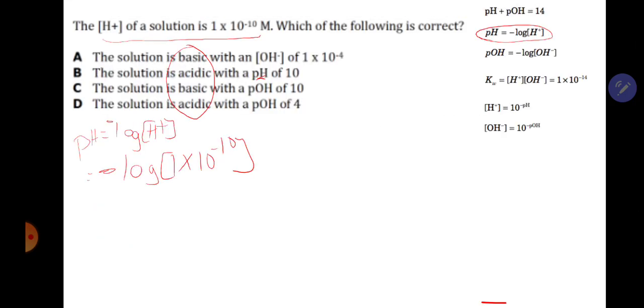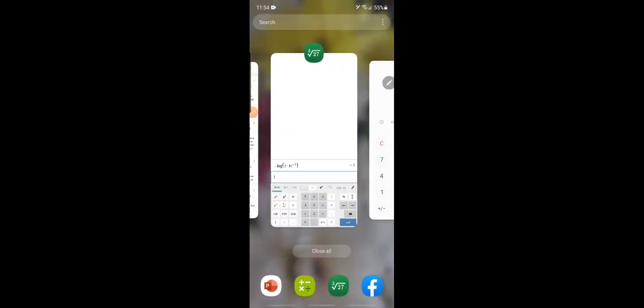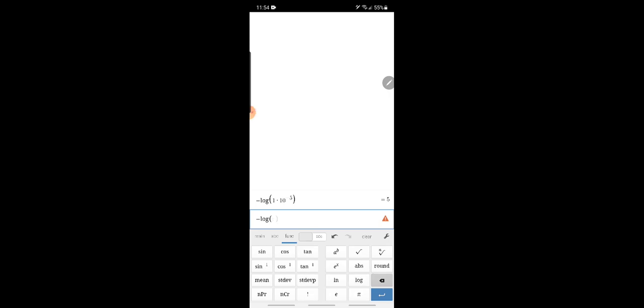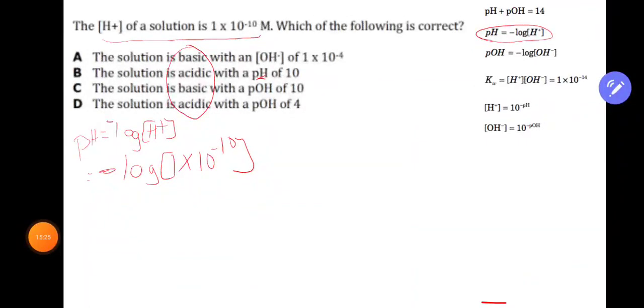If you haven't figured it out in the pattern, I mean, there is a pattern, but we can go check with the calculator. Negative log 1 times 10 to the negative 10. So our answer is 10. So that means that our pH is 10, which is basic. So it's not acidic, it's basic.